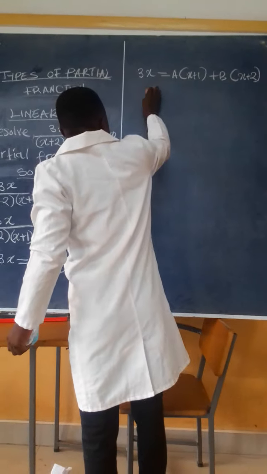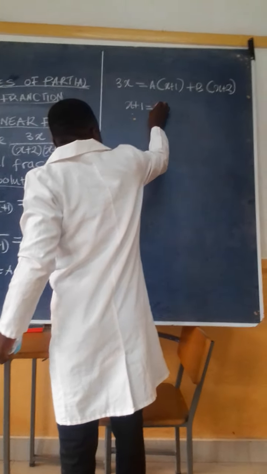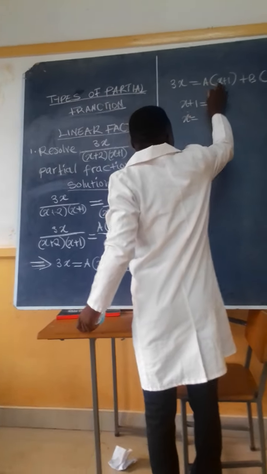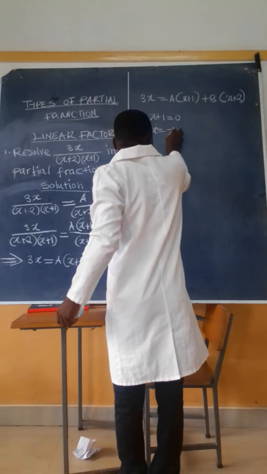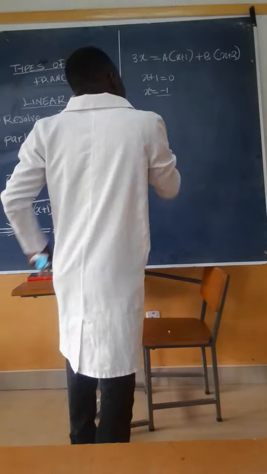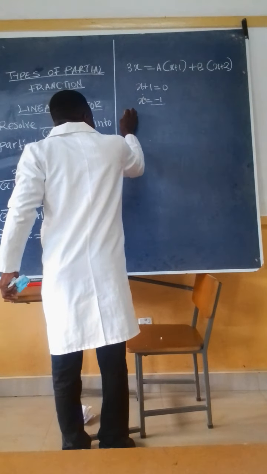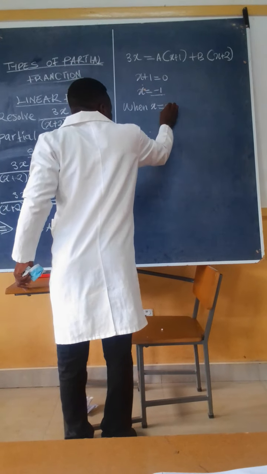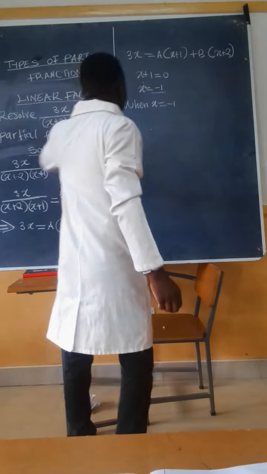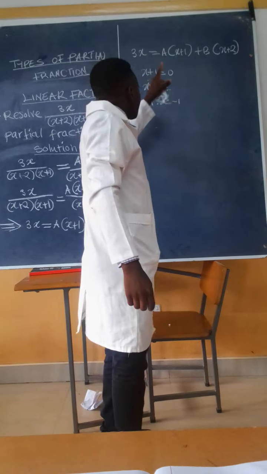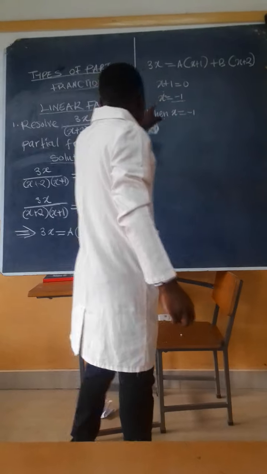So let's do this. x + 1 is equal to 0, meaning x is equal to this one. If you go to the other side, it will get a negative, meaning x is equal to negative 1. So when x is equal to negative 1, in this equation we are going to replace where there is x.